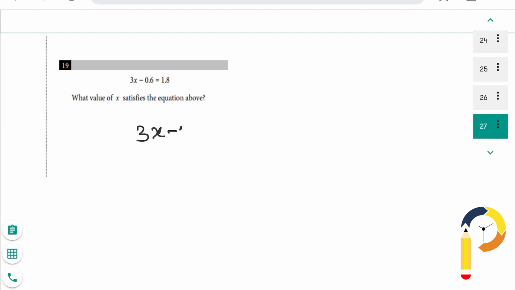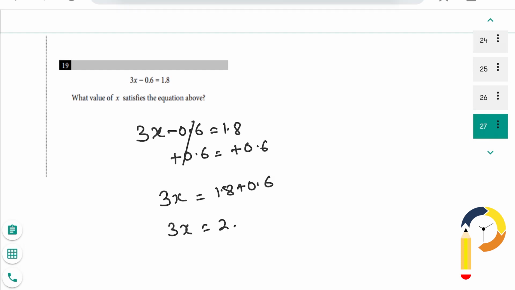So 3x minus 0.6 equals 1.8. What will you do? You will add 0.6 on both sides. So what you get? 3x equals 1.8 plus 0.6, so this becomes 2.4. So x will be 2.4 divided by 3, and that is equal to 0.8. You can say this is 0.8, or you can also write 4 by 5. Both are acceptable answers in grid-in. So the answer we get is x equals 0.8.